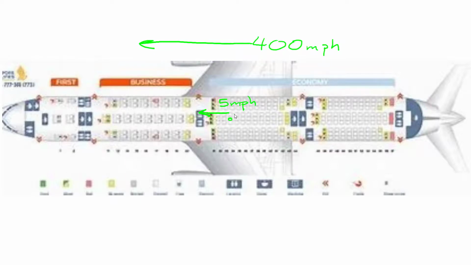But what if he walks backwards at 5 miles per hour? Then he is going 5 miles per hour in his perception. Now, if you're looking at him from outside the plane, when he walks forward, Carl Jr. is going 405 miles per hour, which is faster. But if he's walking to the back of the plane, he's only going 395 miles per hour. And none of that matters to Carl, because to him, he is going 0 miles per hour.